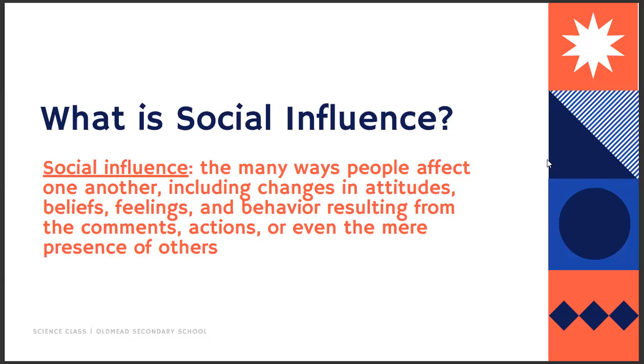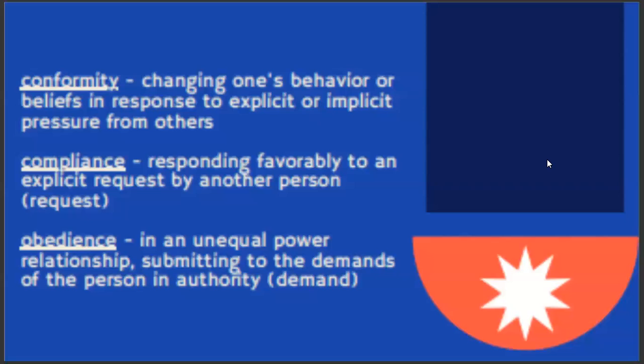Okay, so first off, what is social influence? Social influence is the many ways people affect one another, including changes in attitudes, beliefs, feelings, and behavior resulting from the comments, actions, or even the mere presence of others. So it's saying the actions or presence of someone else is causing you to act in a certain way. That's what social influence is.